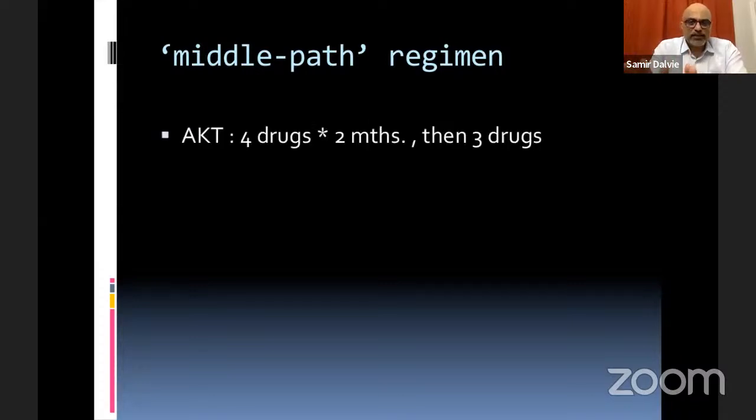So mid-path regimen means that every patient gets AKT. We've probably already discussed the AKT in past lectures, but I'll tell you what I follow because there are various different regimens. I follow the WHO regimen, which is slightly modified by India, which is 4 drugs for 2 months and 3 drugs for 7 months. So I give 9 months of AKT.